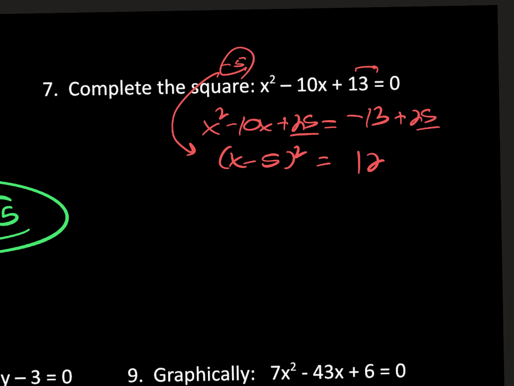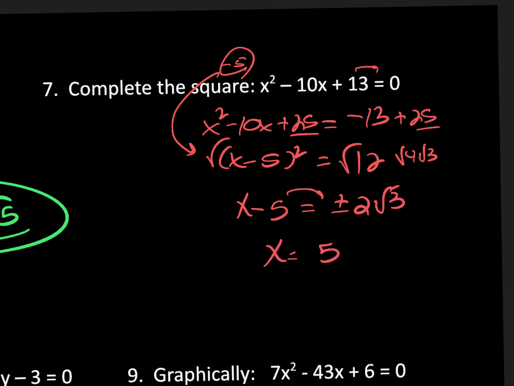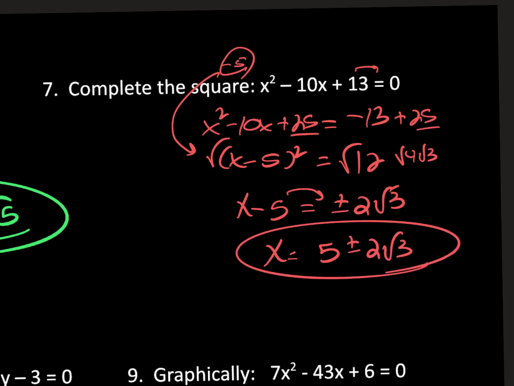Now I got to do 2 steps. I got to get the x by itself. So I get rid of the square. The way you get rid of a square is you square root. And if you take square root of 12, by the way, that's really 4 times 3, which is 2 root 3 when you break it down. Just move the 5 over and we're done. Move it right there in front of the plus or minus sign. 5 plus or minus 2 root 3.